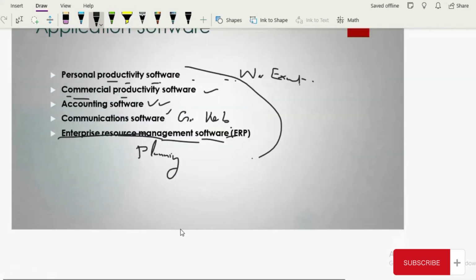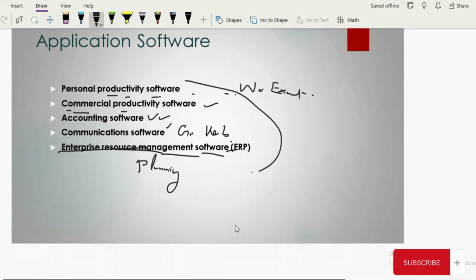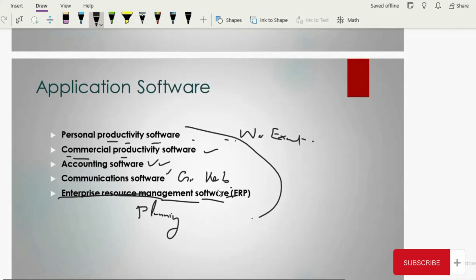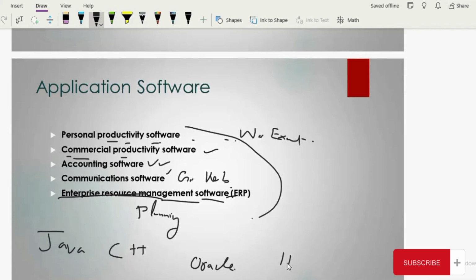Moving on to the programming languages. I'm not going to explain them in much detail because we are not IT or computer science students. We are accounting students, but we should know that there are programming languages which help in designing these programs. The most common examples are Java, C++, Oracle, HTML, and that's it. From the accounting perspective, do remember them.